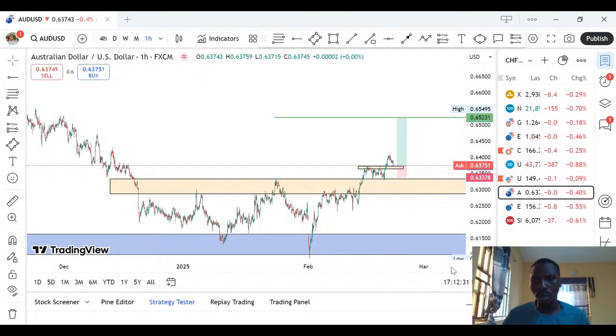So that's the description of the market direction for AUD USD. That's my market direction for AUD USD. That's what I'm looking out for.